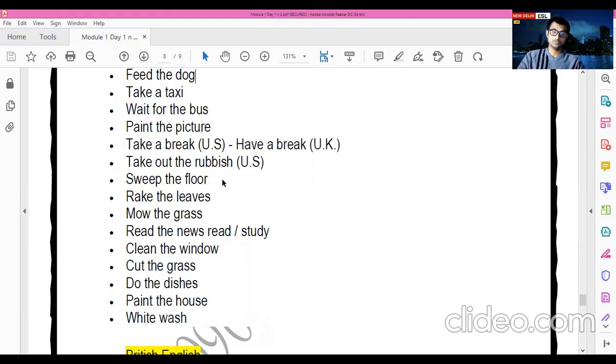Okay. Do you sweep the floor? Yeah. I sweep the floor. I don't sweep the floor. Okay. Do you rake the leaves? When you're raking the leaves, it is with the help of a tool, which is actually called a rake. So that action is rake the leaves. You're collecting those leaves. Okay, so do you rake the leaves? Yeah, I rake the leaves. I don't rake the leaves.